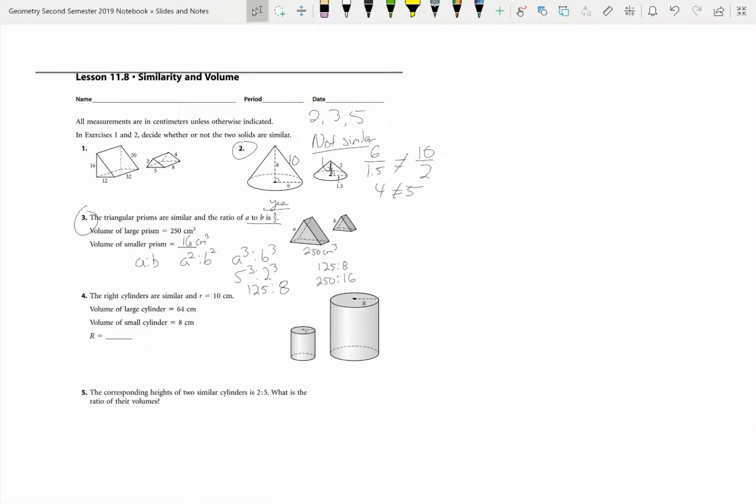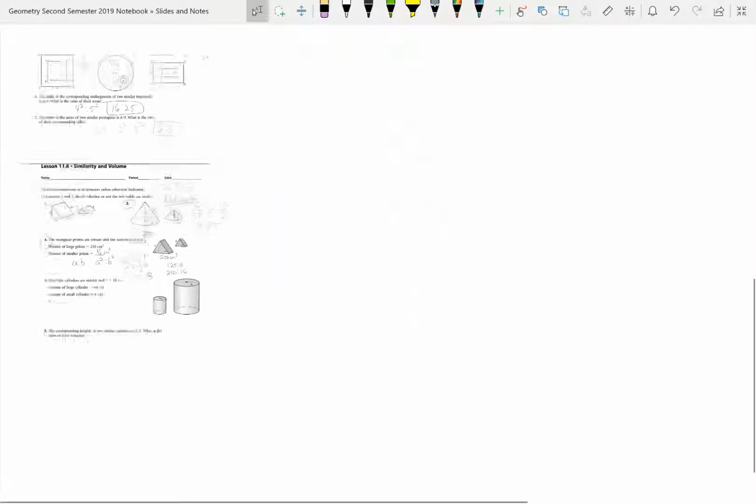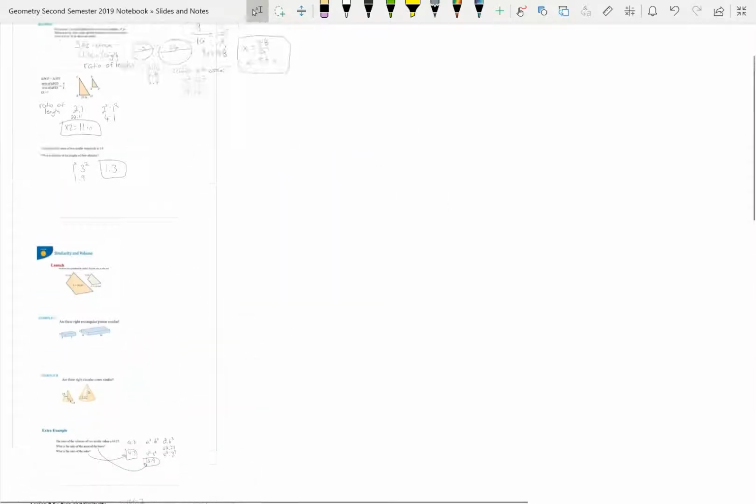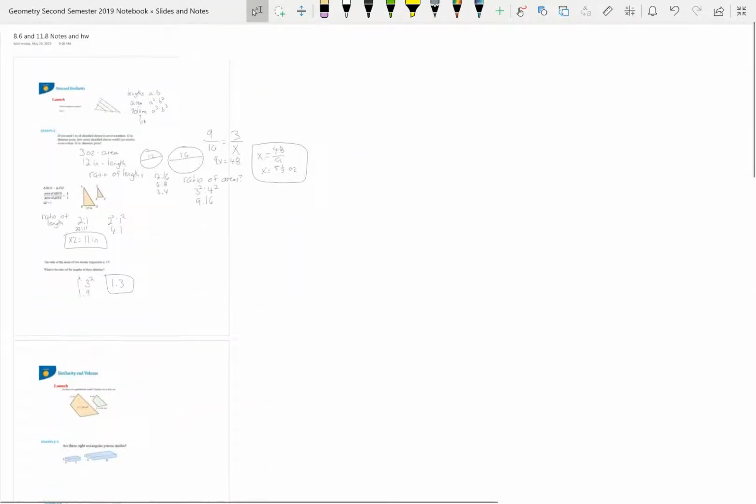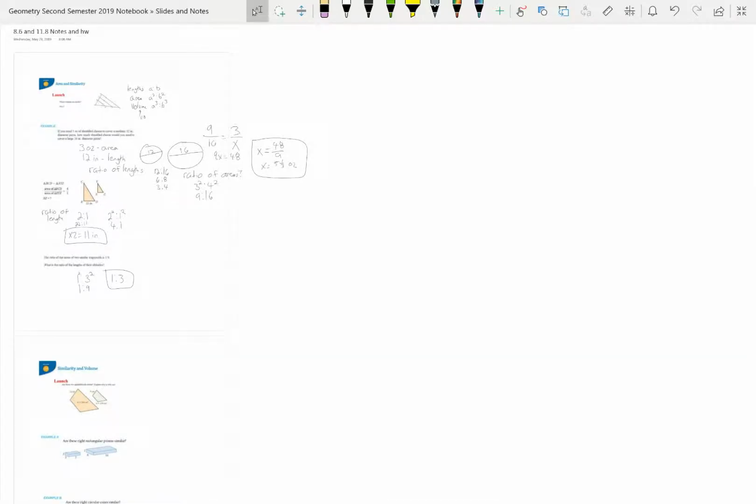Okay, so to review, you need to know that the ratio of the areas is the scale factor squared, and the ratio of volumes is the scale factor cubed. All right, so that is the notes and homework for 8.6 and 11.8.